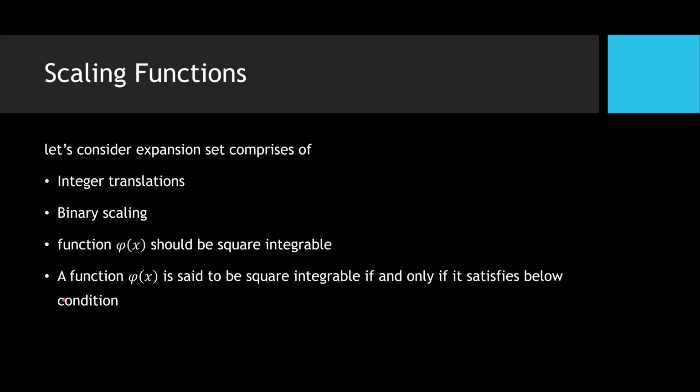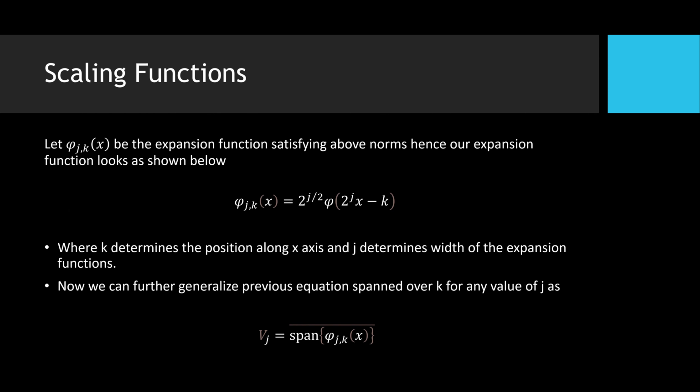So what is square integrable? A function psi of x is said to be square integrable if and only if it satisfies this condition: the integral from minus infinity to infinity of modulus of psi of x whole square dx must be less than infinity. If psi of x satisfies this condition, then it is known as a square integrable function.